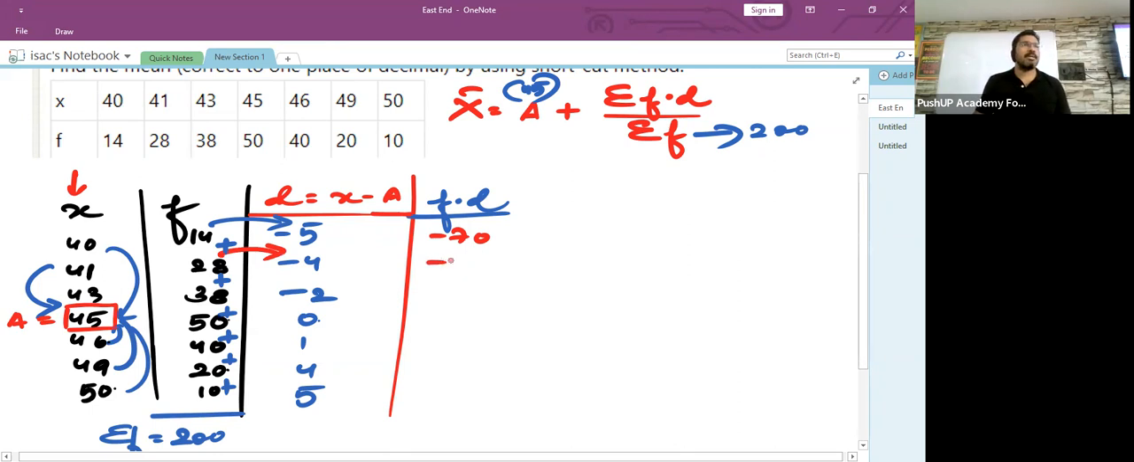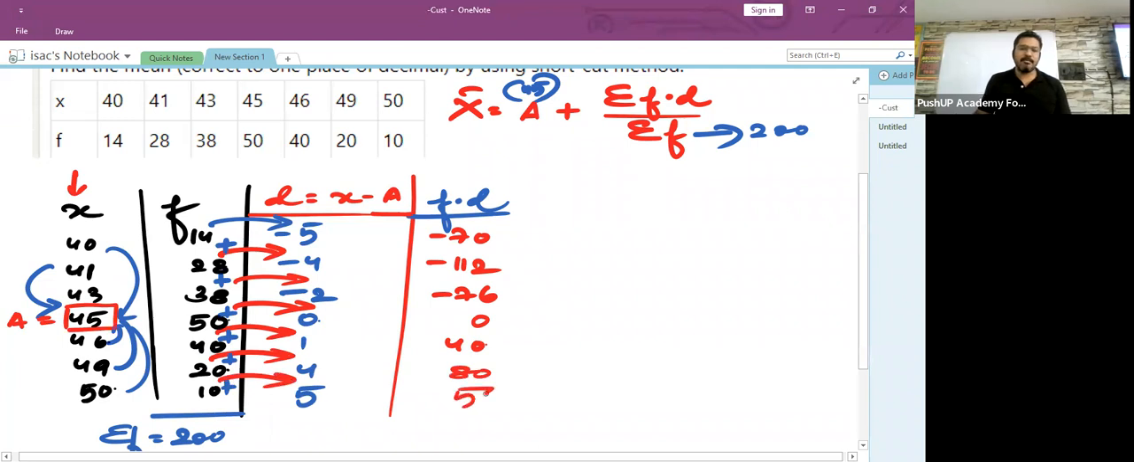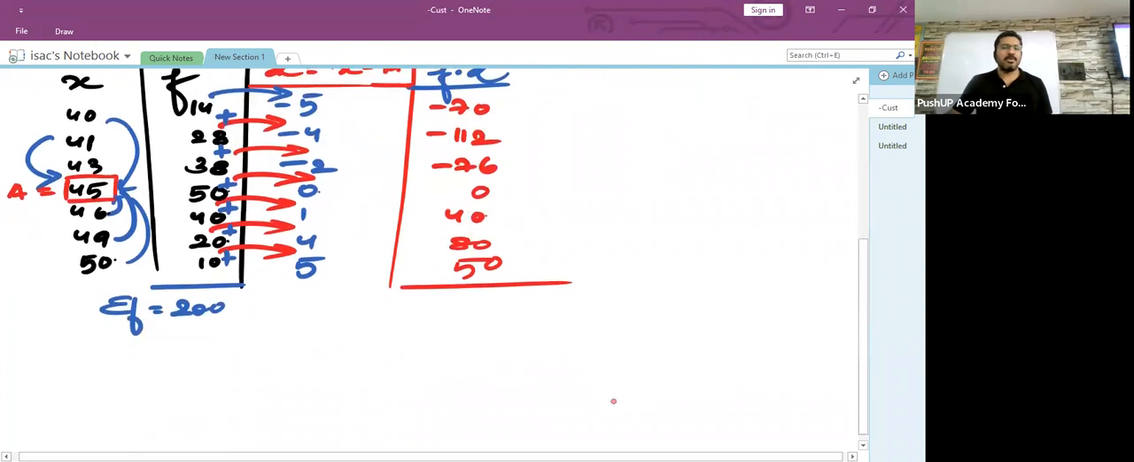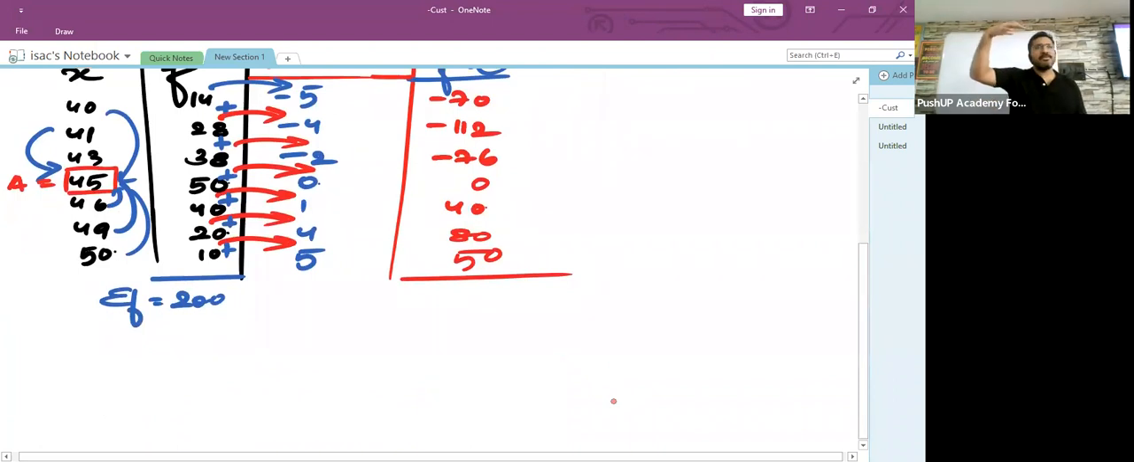80 plus 132 is 112, so -112. 38 into -2 is what? -76. 50 into 0 is what? 0. 40 into 1 is what? 40. 20 into 4 is what? 80. And 10 into 5 is what? 50. All right. So you are able to find individual values for f into d.